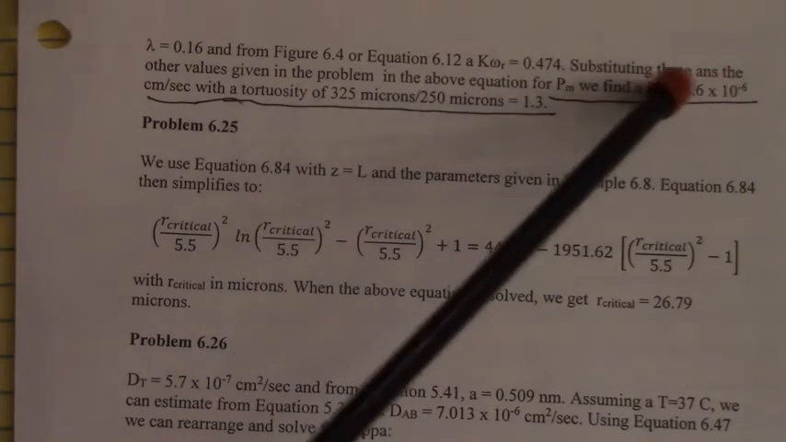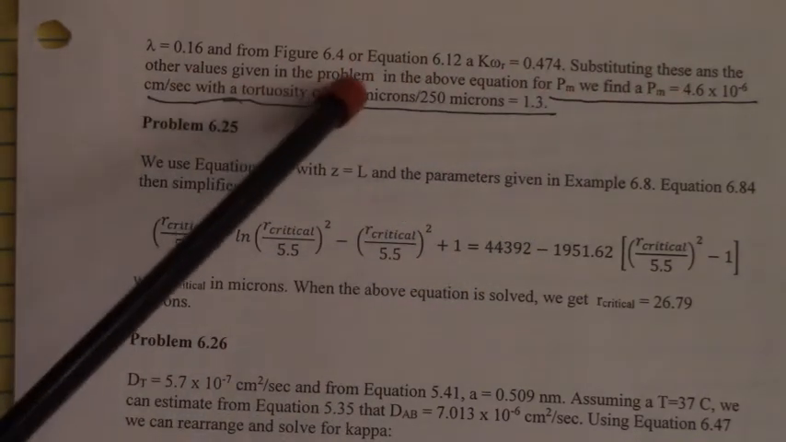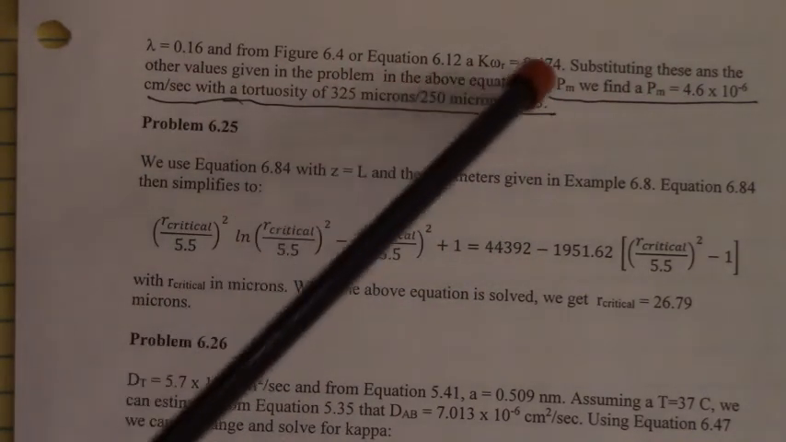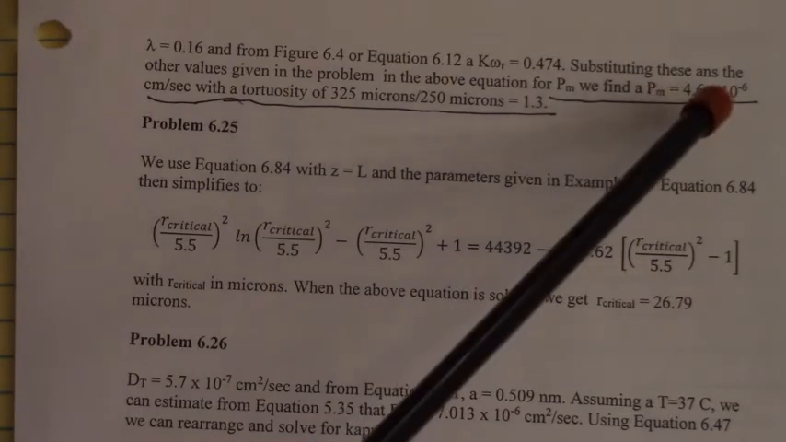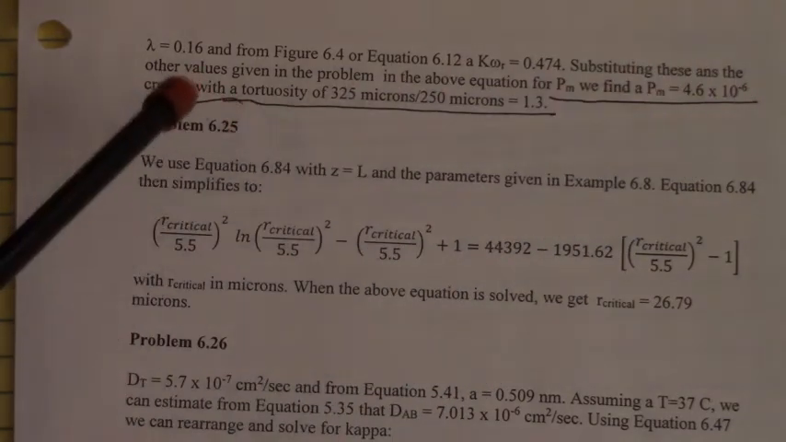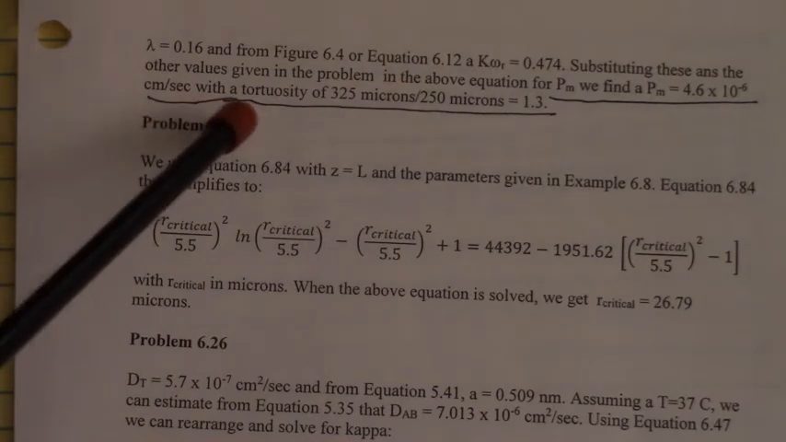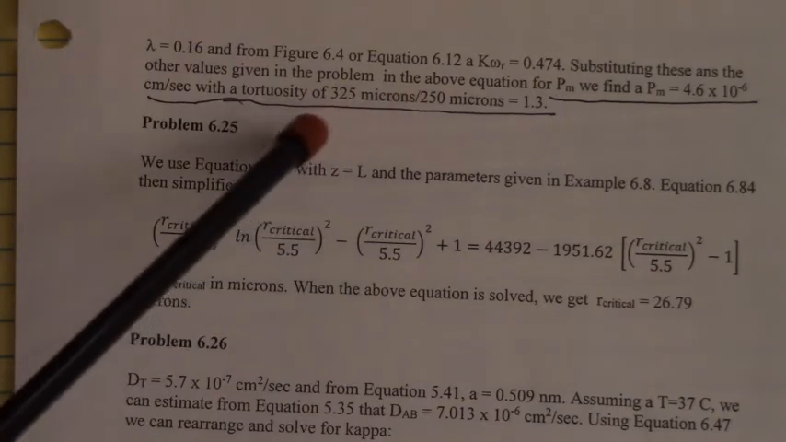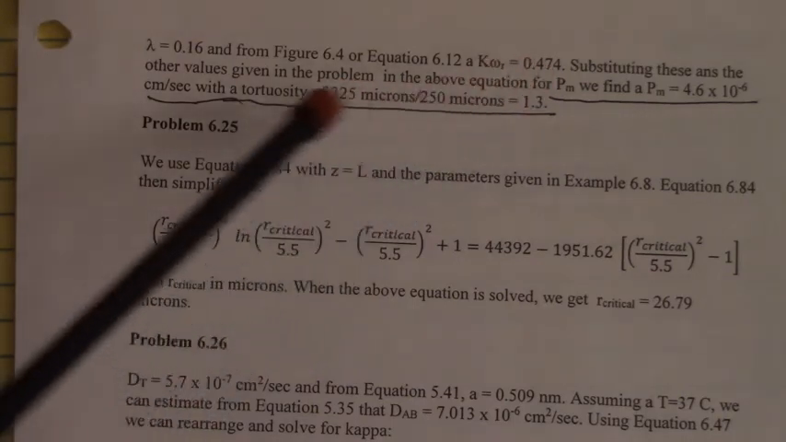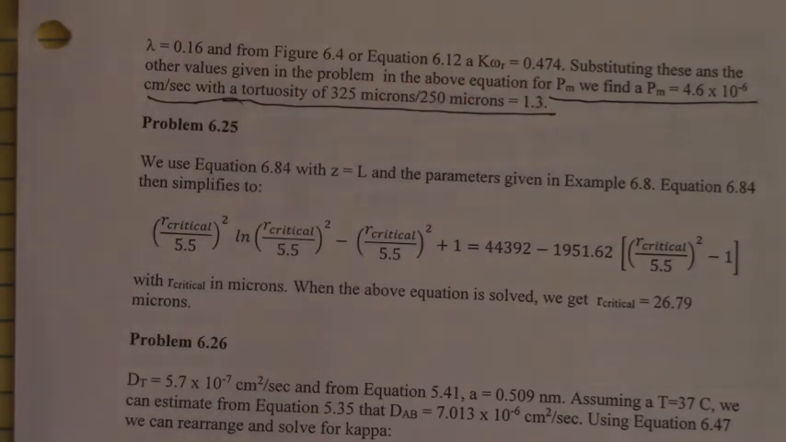And substituting these answers and other values given in the problem in the equation that defines P_M, you can calculate a membrane permeability of 4.6 times 10 to the minus 6 centimeters per second, where the tortuosity of the membrane is also given by the information that's provided. So the tortuosity of the membrane in this problem is 1.3.